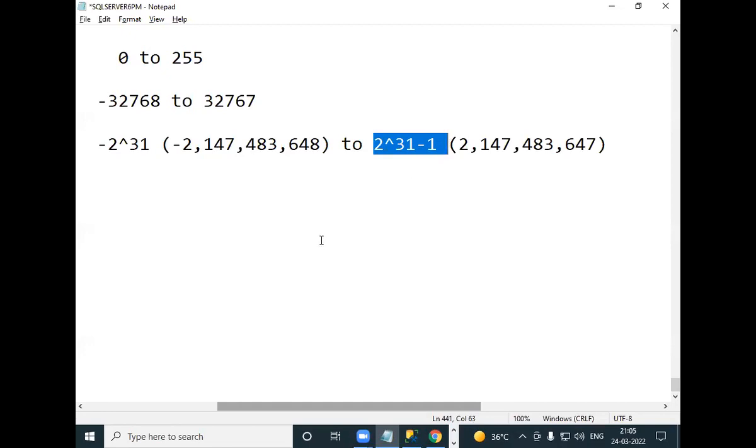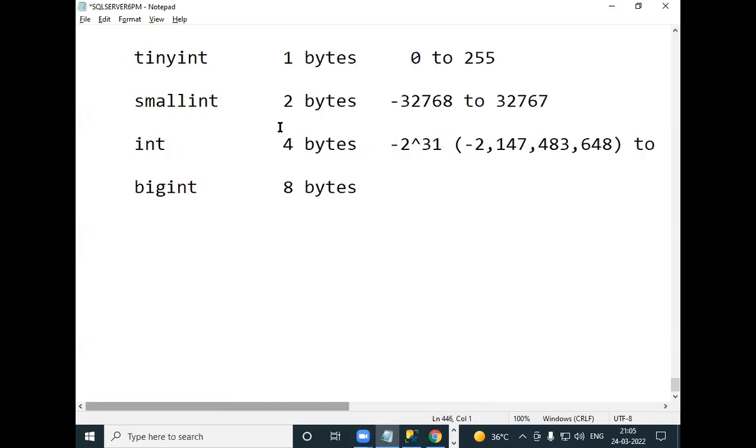Then 2 bytes means how many bits? 16 bits. In 16 bits, the first bit is reserved for sign. How many left? 15. So this is minus 2 power 15 to 2 power 15 minus 1. Okay? This is the value.